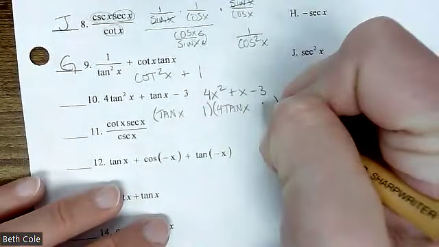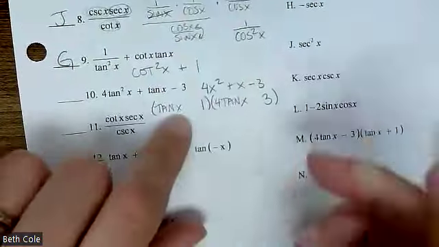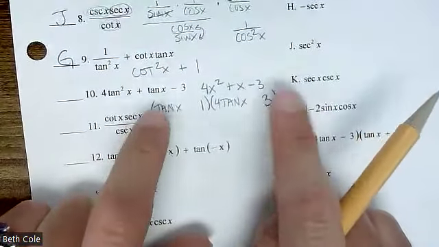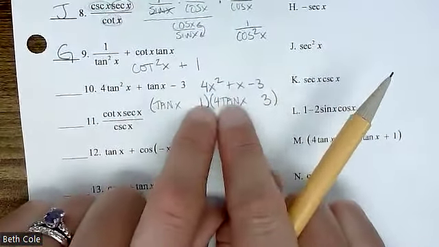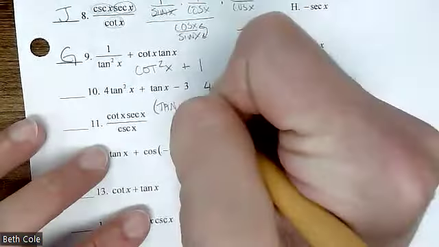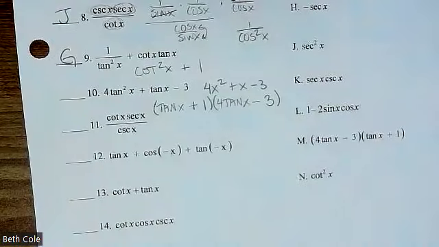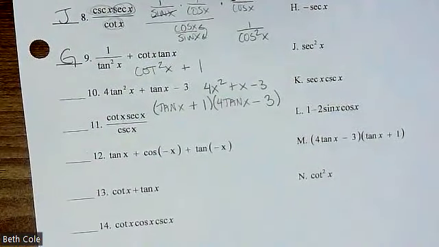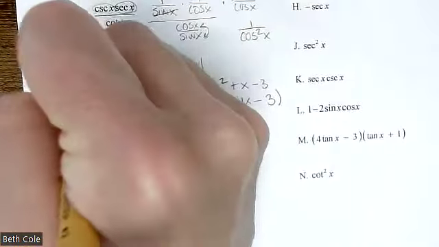You would put 1 and 3 for your 3. The outsides give you 3 tangent x. The insides give you 4 tangent x. We want to have a positive 1 tangent x in the middle, so you would need a plus here and a minus here. It is just factoring like what you've done before, and that one's m.